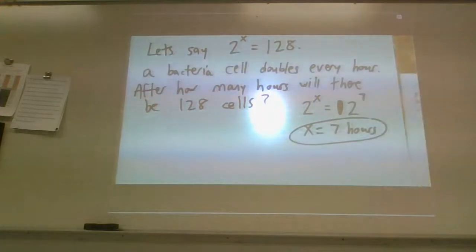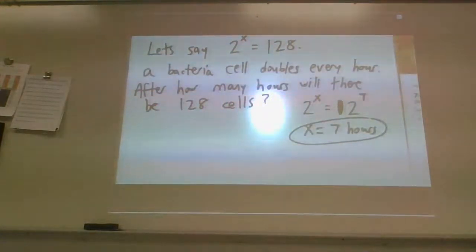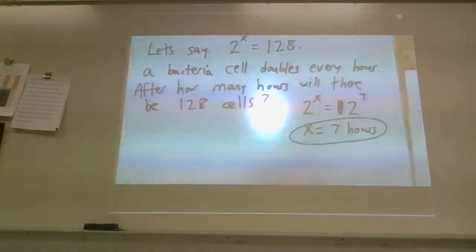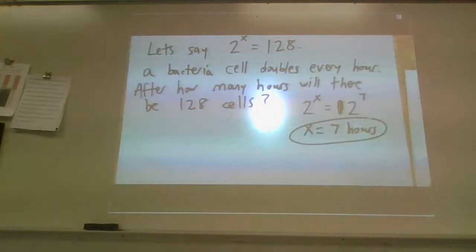I need precision when it comes to a word problem like this. I need absolute precision. And 2 to the 7th power is 128. That works perfectly. It's exact. There's no doubts about it. Here is something that may end up ruining your day.